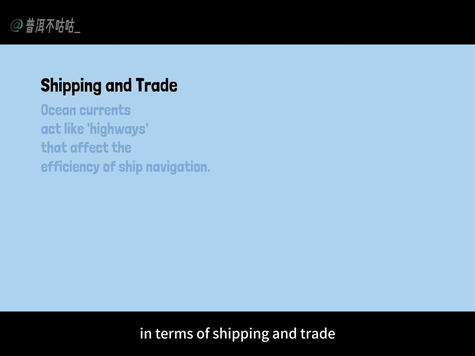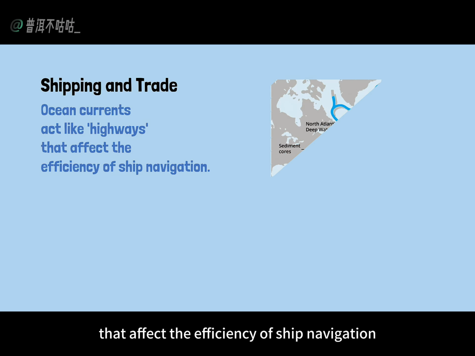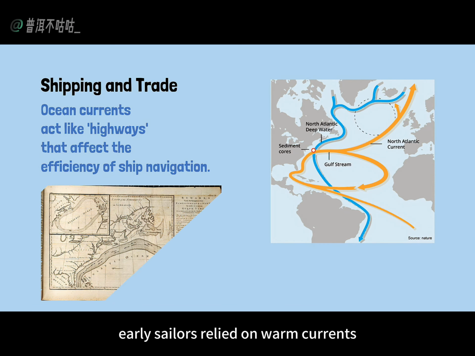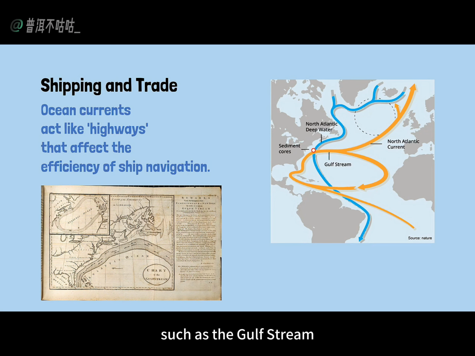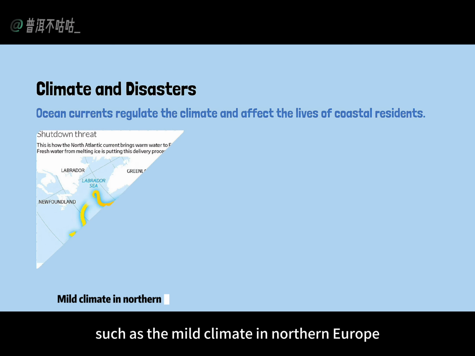In terms of shipping and trade, ocean currents act like highways that affect the efficiency of ship navigation. Early sailors relied on warm currents, such as the Gulf Stream, to reach their destinations quickly, and they still play a similar role today.